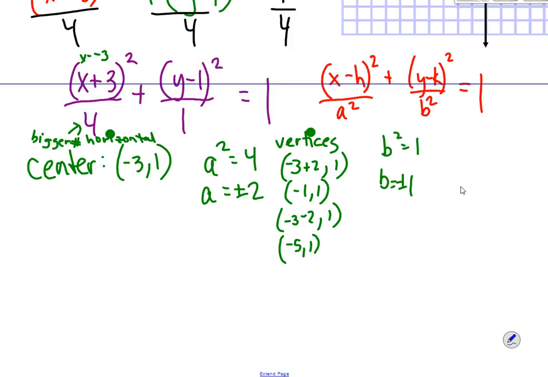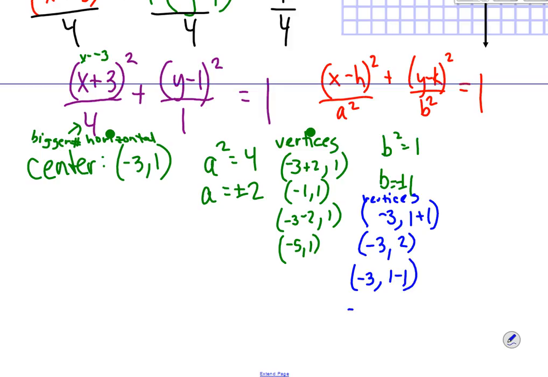From my center at (-3, 1), I'm going to change just my y value using b. So one of my vertices is going to be (-3, 1 plus 1), which is (-3, 2). And the other one will be (-3, 1 minus 1), which is (-3, 0). So for this one, I'm going to have my center and my vertices.